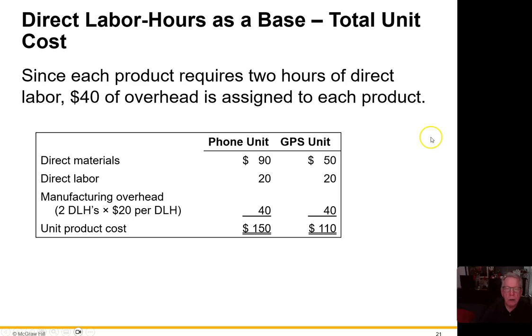Since each product requires 2 hours of direct labor, $40 of overhead is assigned to each product: 2 direct labor hours times $20 here and here. So our unit product cost for the phone is $150, and the unit product cost for the GPS unit is $110.